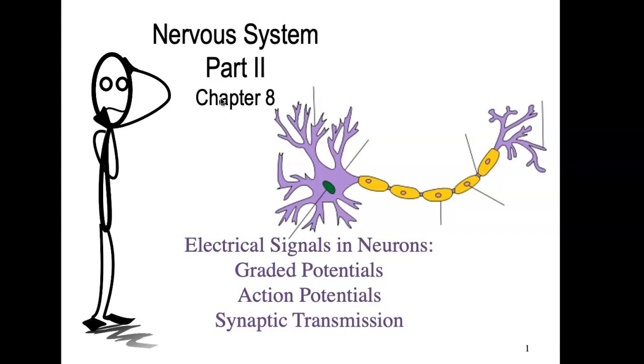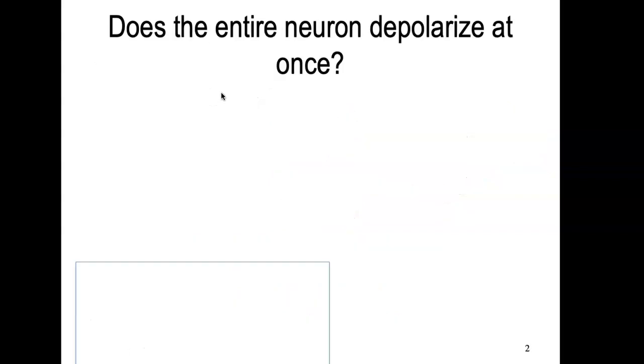Second part here, we're going to be talking about the electrical signal, how it travels, what the difference is between a graded and an action potential, and then synaptic transmission. I will split those up into smaller lectures. Up to now, we talked about the resting potential, and now we're going to move on.